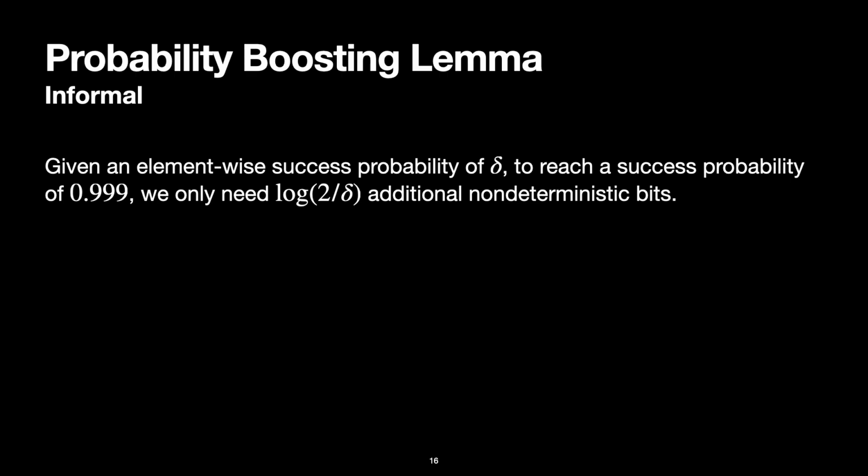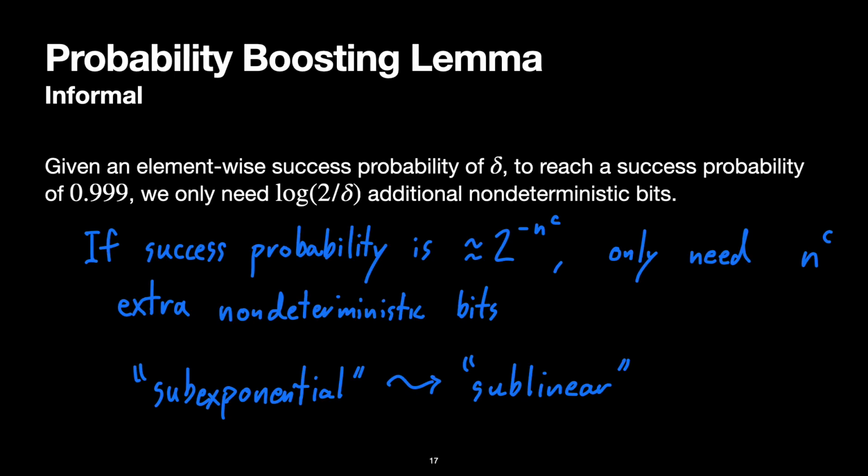To connect this between sublinear and sub-exponential security, that additional log 2 over delta non-deterministic bits means if our success probability was originally approximately 2 to the minus n to the c, we'd only need n to the c extra non-deterministic bits, approximately, to get a very high success chance. And so this is the connection that we're seeing between sub-exponential and sublinear.